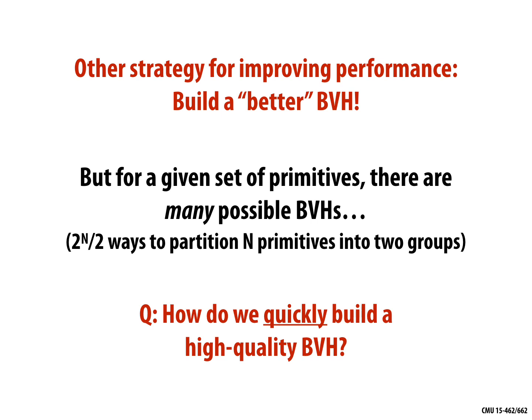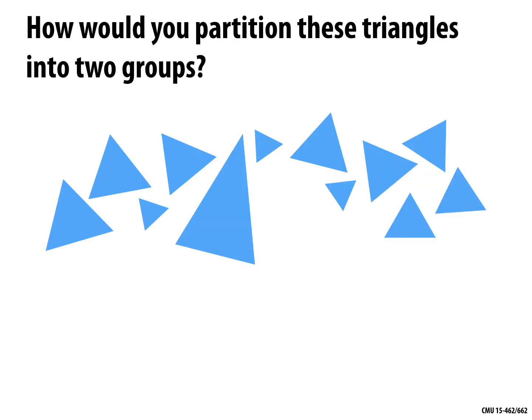Meaning, how do we quickly build a BVH where we're likely to have to traverse only a few nodes, not traverse a huge percentage of the nodes in the tree? Okay, so let's look at a few examples. Here, for instance, we have some primitives floating in space. We want to build a bounding volume hierarchy for them. How would you partition these triangles into 2 groups to get a good, efficient bounding volume hierarchy?